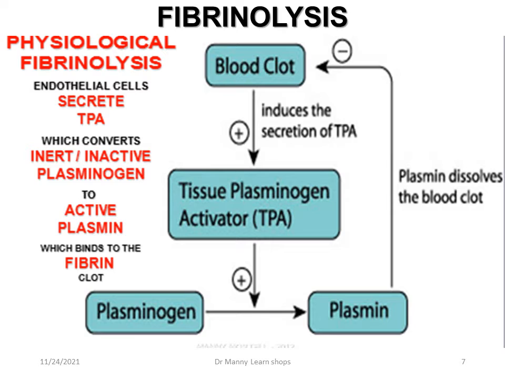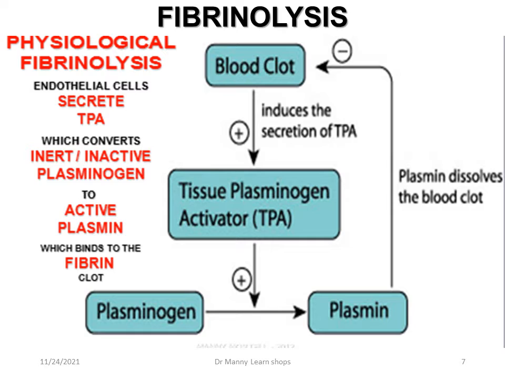Fibrinolysis is another important process we need to understand. Physiological fibrinolysis occurs in everybody naturally. This is when endothelial cells secrete tissue plasminogen activator. And this converts inert inactive plasminogen to active plasmin, which binds to a fibrin clot. And it dissolves it. So fibrinolysis is breaking down of the fibrin clot, because you don't want fibrin clot to be ongoing. You're going to end up with thrombi throughout the whole body.